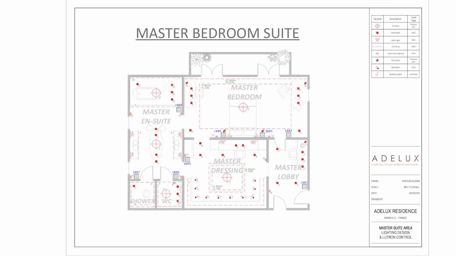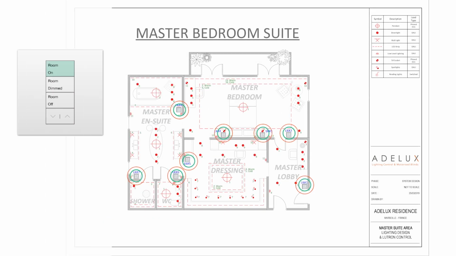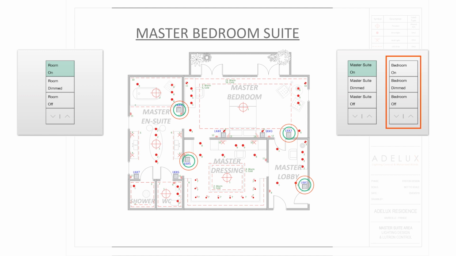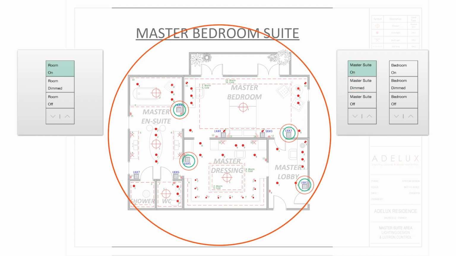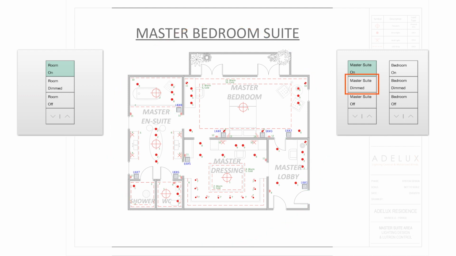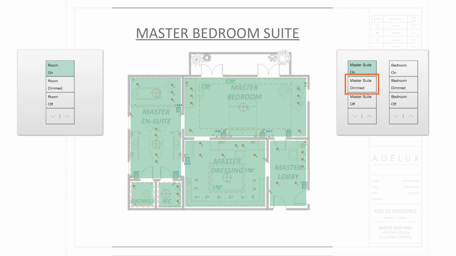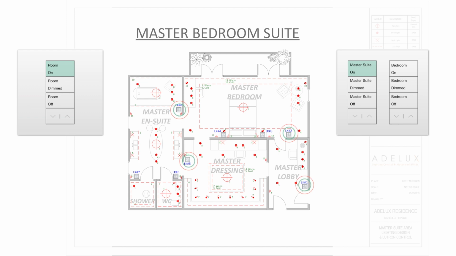Now, let's say that for each room I have a Lutron keypad with an on, a dim and an off scene. Then, let's say that at certain locations, the keypad not only controls the room it's in, but we also want it to be able to trigger those on, dim and off scenes for the entire master bedroom area. So when the client presses the master suite dim scene, all rooms will go to their respective dim scene level.